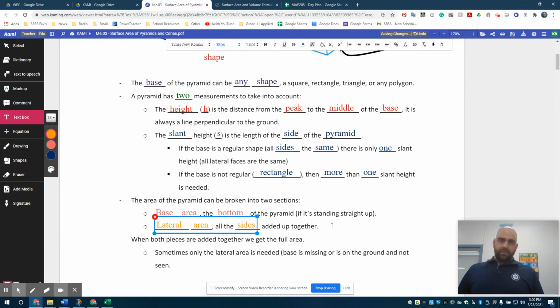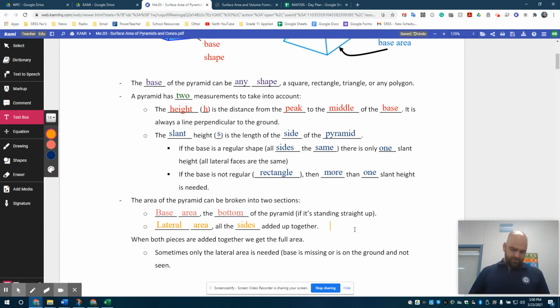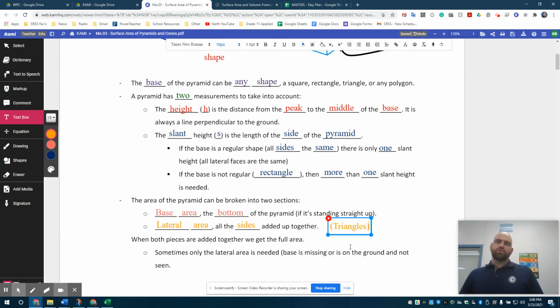And I'm just going to quickly put that into here. Okay, these are our triangles. There we go. Okay. Sometimes we only need to find the lateral area if the base, let's say, is on the ground or not seen, such as in a contextual problem. But for the most part, we're going to be wanting to find everything or just the lateral area.